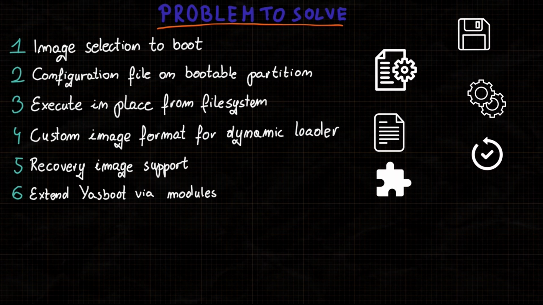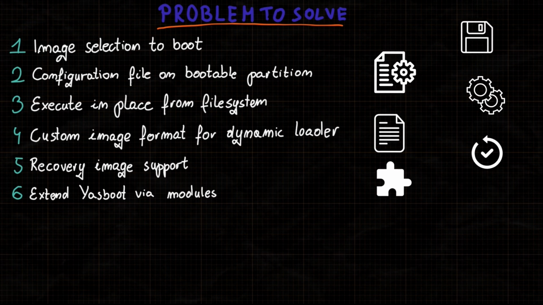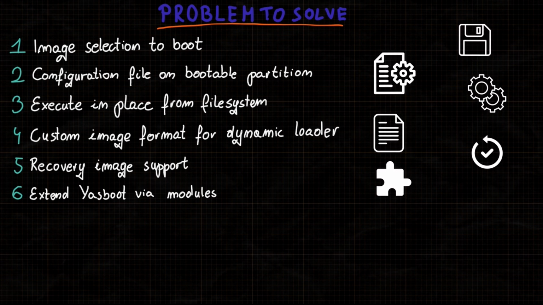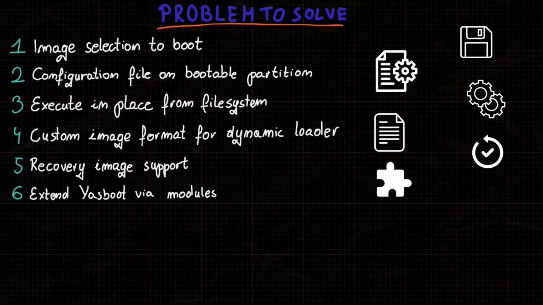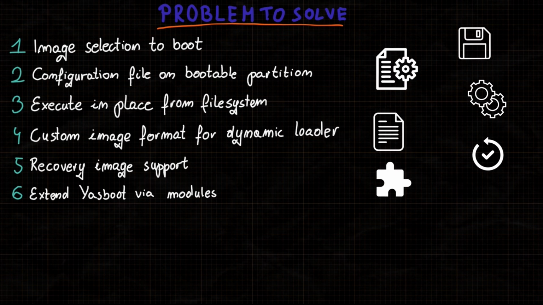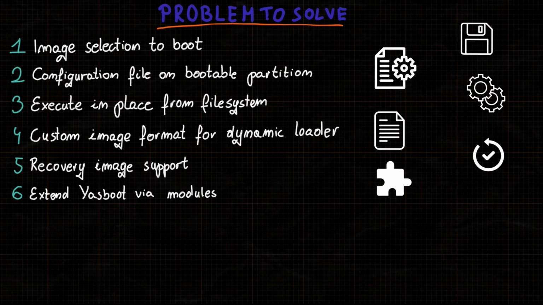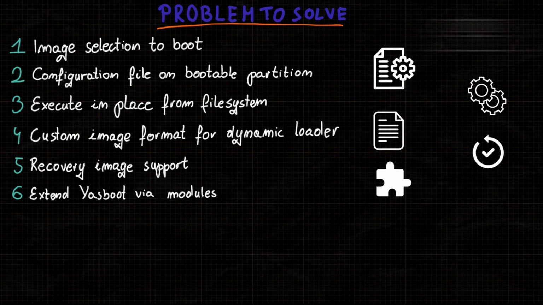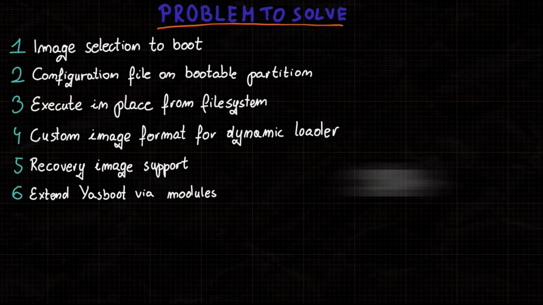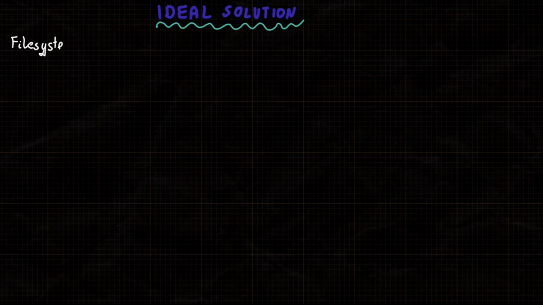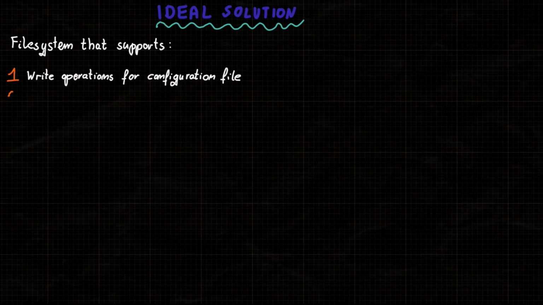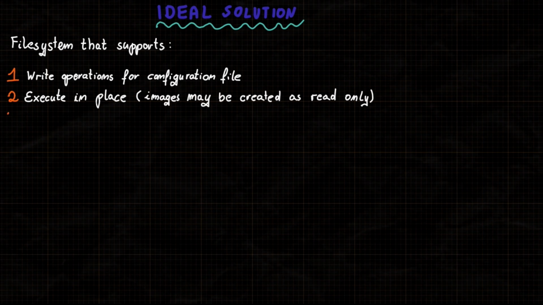So basically I need to use some very simple file system just to get modules and then load those modules to RAM memory or execute from the flash if it's possible. And then I will be able to, for example, mount the FAT file system or some others. So the ideal solution for my problem is to use a file system that supports write operation for the configuration file, but also stores files as contiguous memory to allow execution in place.